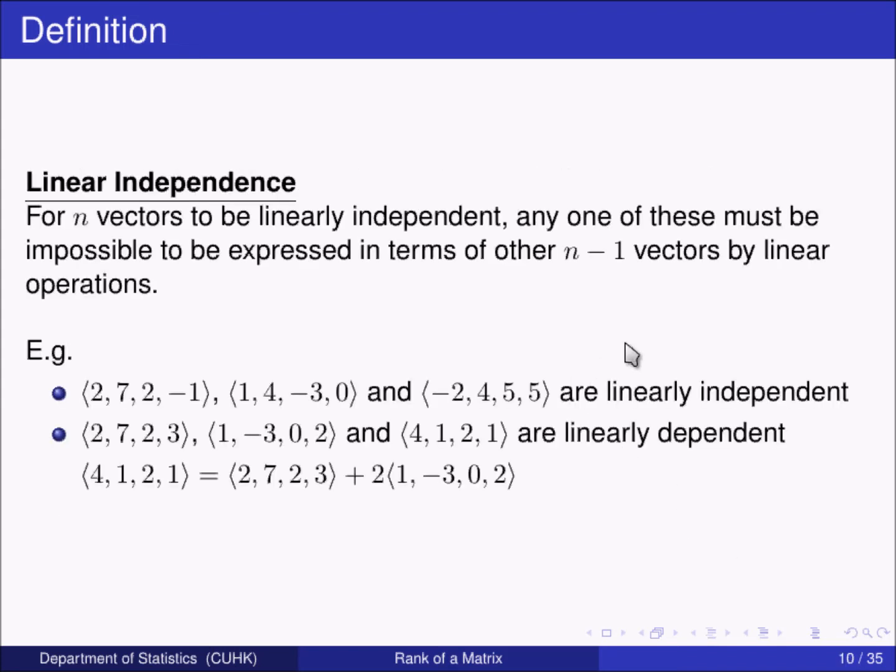For n vectors to be linearly independent, any one of these must be impossible to express in terms of the other n minus 1 vectors by linear operations. For example, these three vectors are linearly independent because they don't have any linear relationships. You can pause the video and have a check. On the other hand, these three vectors are linearly dependent because the third one is the sum of the first one and twice the second one.